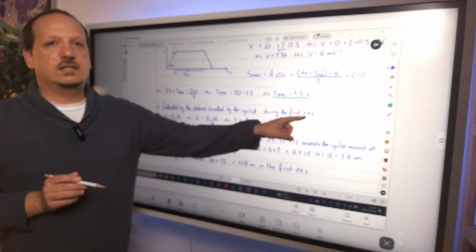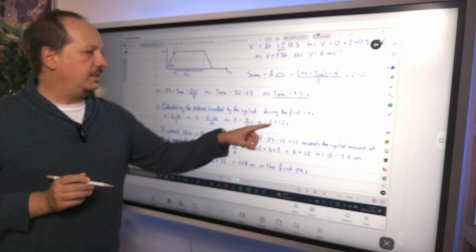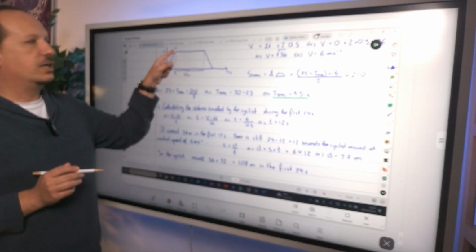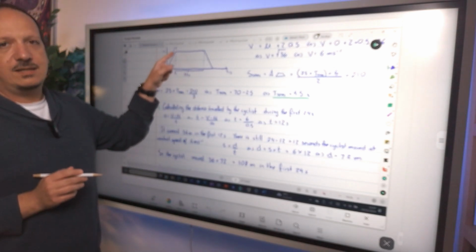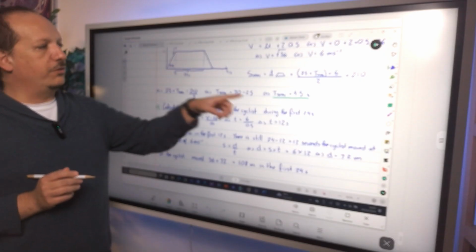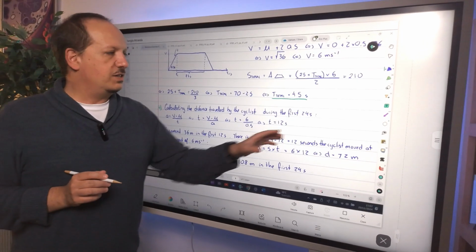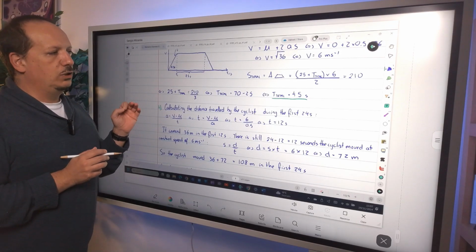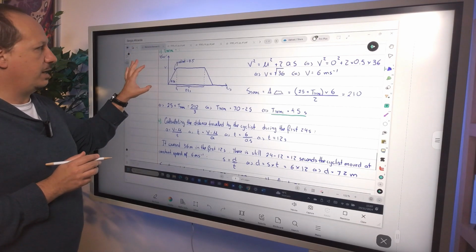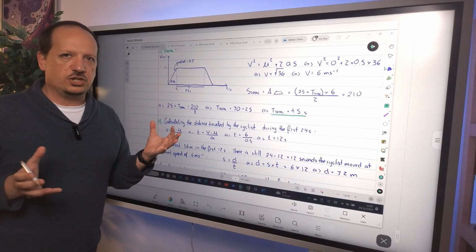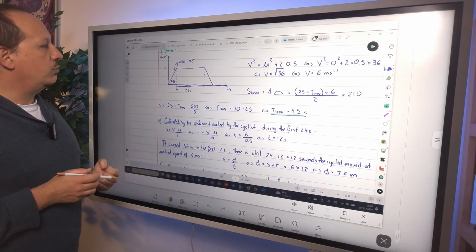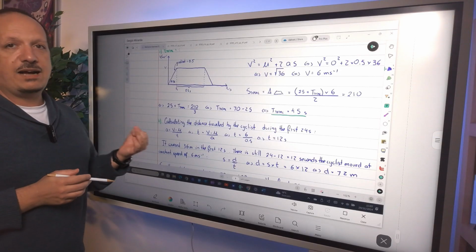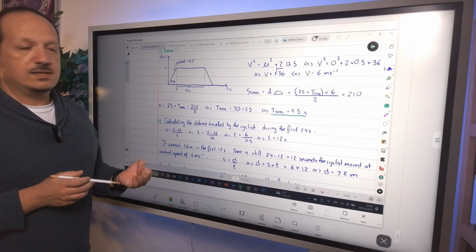It's still not the 24, or better yet, when the cyclist is over here, the car wasn't moving yet. There were still 12 seconds to go, right? So do you see here what you have to do? You have to look at the situation that you have. Again, with the graph, it's so much easier to figure out where the cyclist is after 24 seconds.